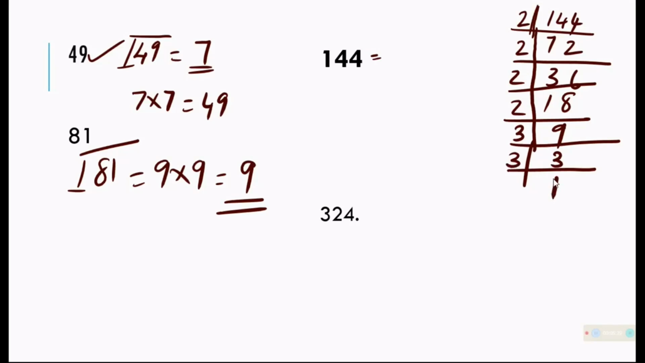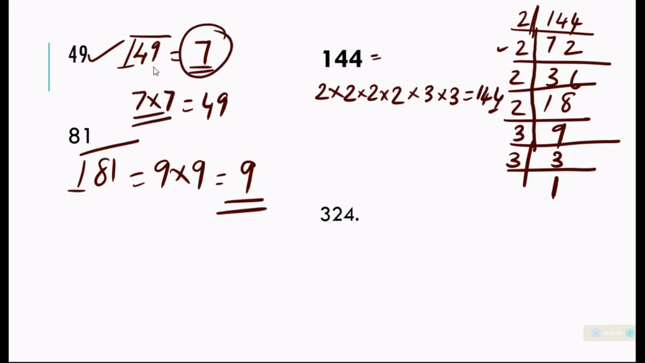This way we can prime factorize, and we can write 2 into 2 into 2 into 2 into 3 into 3 is equal to 144. This is 7 into 7, 49, is the 7, is the square root. So इसमें a set of 2 will make square root 2, again square root 2, again 3. So 2 into 2 into 3, which is equal to 12. 12 is the answer.